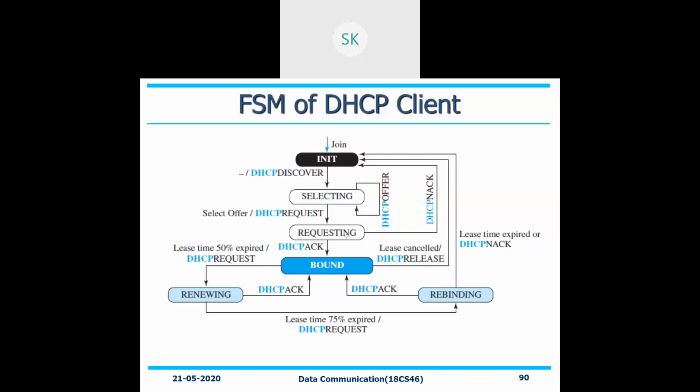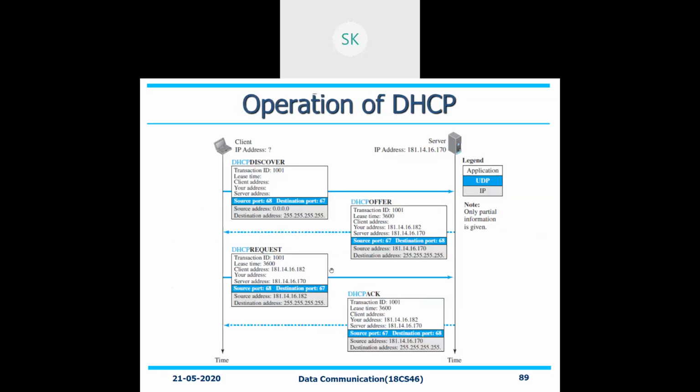If in the requesting state no acknowledgement is given, then at that point of time it will start with the initial state itself. If the acknowledgement is given from this particular requesting phase, then it will be bound. The address will be bound. That is, what is the address that has been bound?